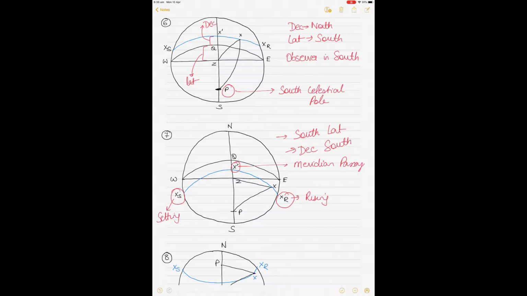Alright, the PX, one thing I have not told you is PX. PX stands for polar distance.